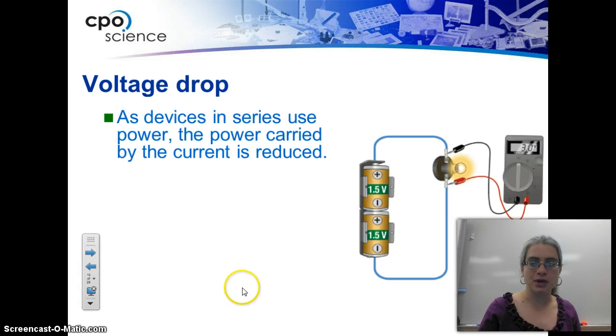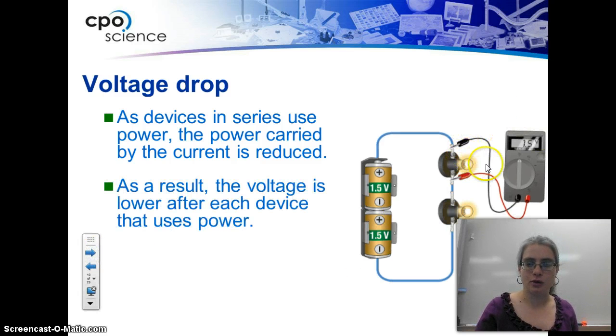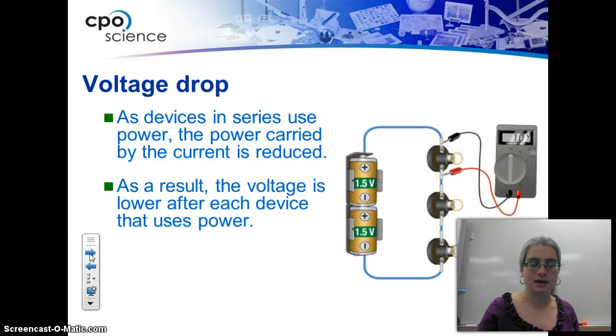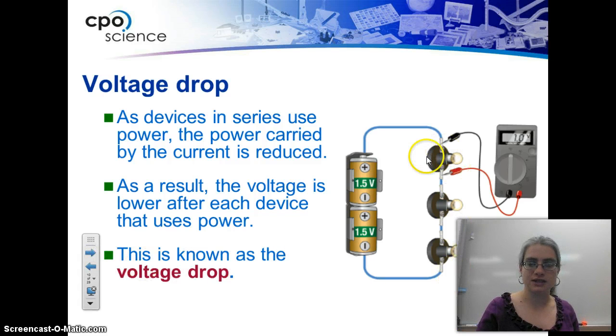So what is happening here with that power that's decreasing is called a voltage drop. As the device in series uses power, the power carried by the current is reduced. So a little bit of electrical energy is transformed into thermal energy and light energy. And that light energy goes out of the system, and it can't come back in. So this bulb is working with a little bit less energy available. There's still current flowing through, but there's a little bit less energy available. And so this bulb is going to be brighter if it's just with 1 than if it's with 2, and then also with 3. And each one of these has a voltage drop.